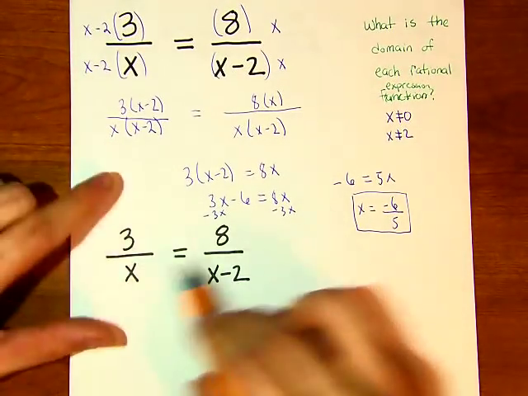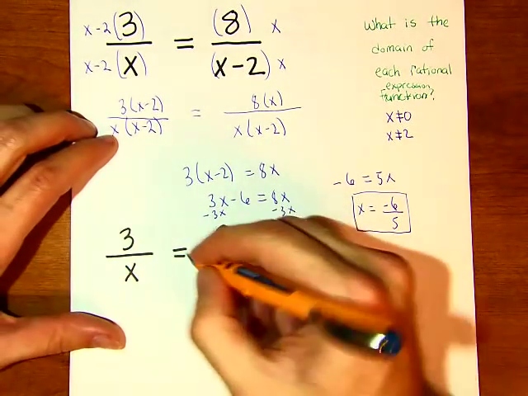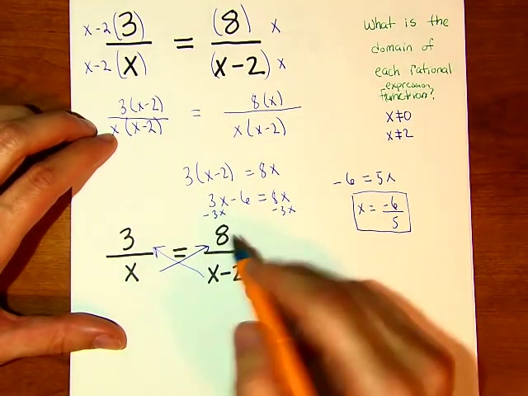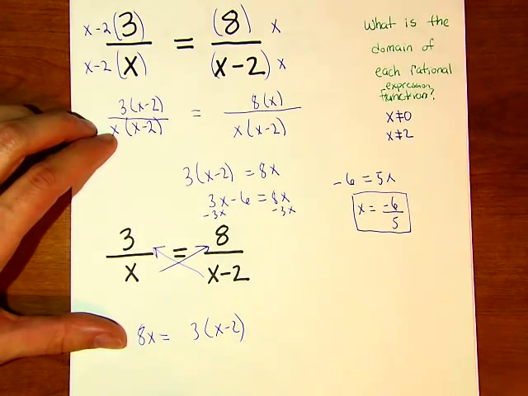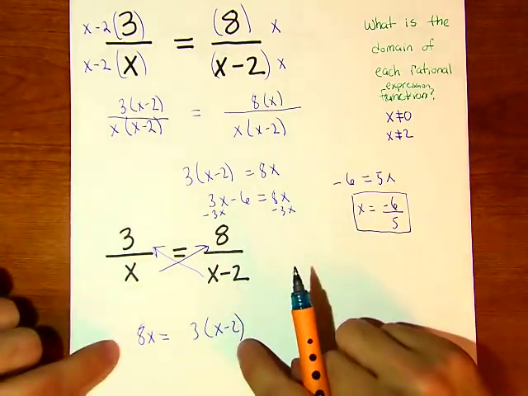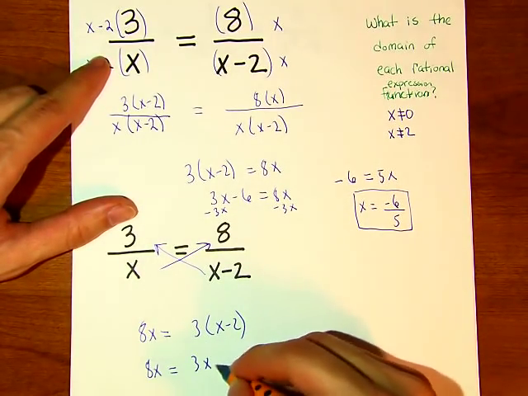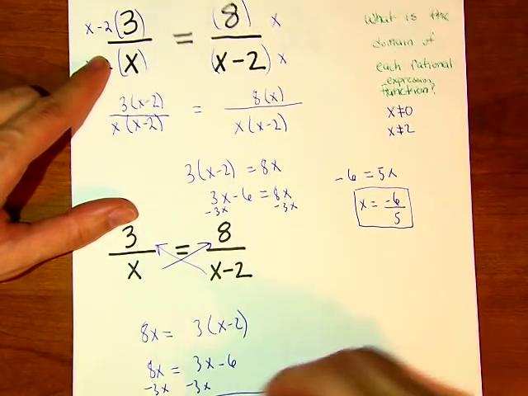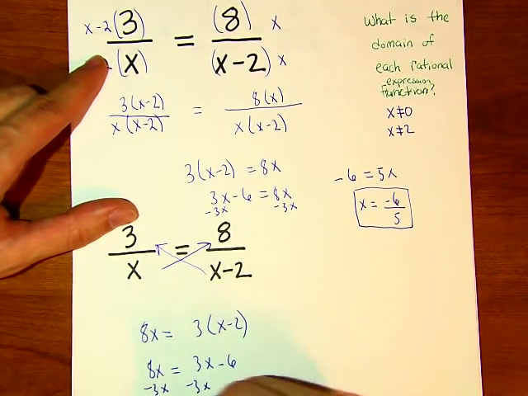Another way is, remember, if there are two proportions or two fractions that are equal to each other, you can cross multiply. So then you could just say 8x is equal to 3 times x minus 2. Notice that this is the same as that, and we get the same thing: 8x is equal to 3x minus 6, then minus 3x, and 5x is equal to minus 6, and then x is equal to negative 6 over 5. So this is our solution.